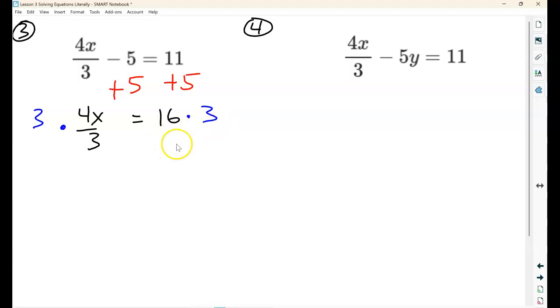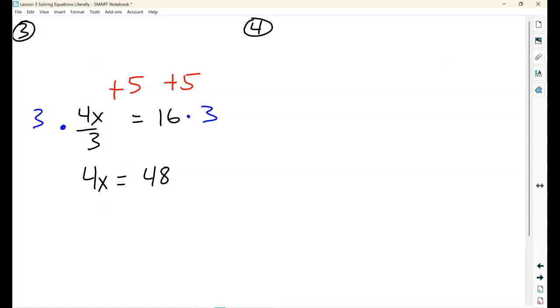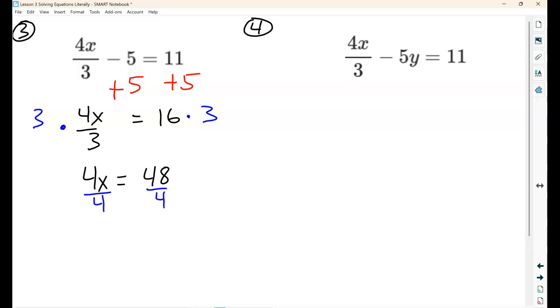Now we got 16 times 3, you got 48. The 3's cancel out. I'm going to bring down 4x. And now I'm going to divide by 4, and then bring down this x. 48 divided by 4 is 12. And x is equal to 12.